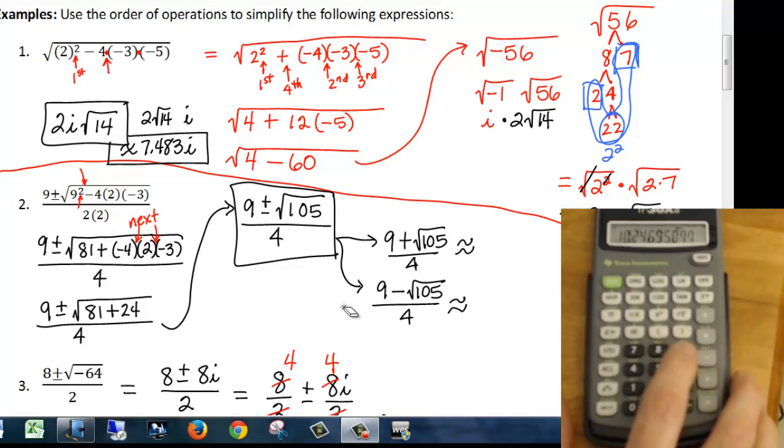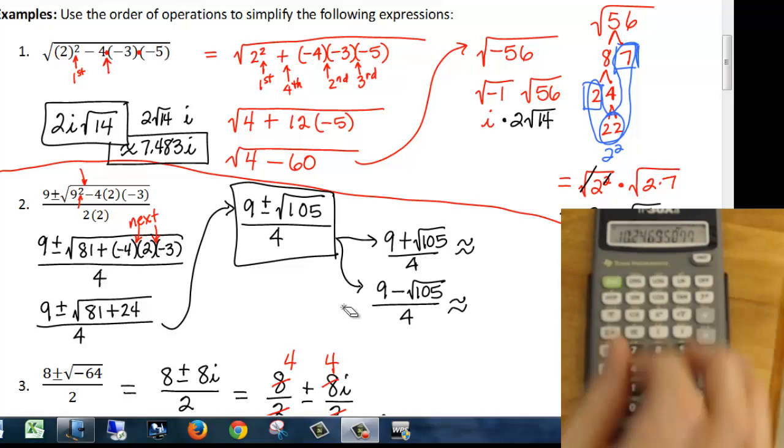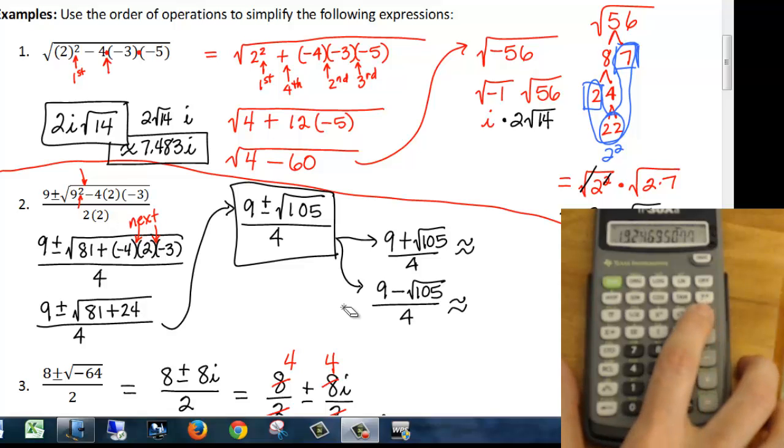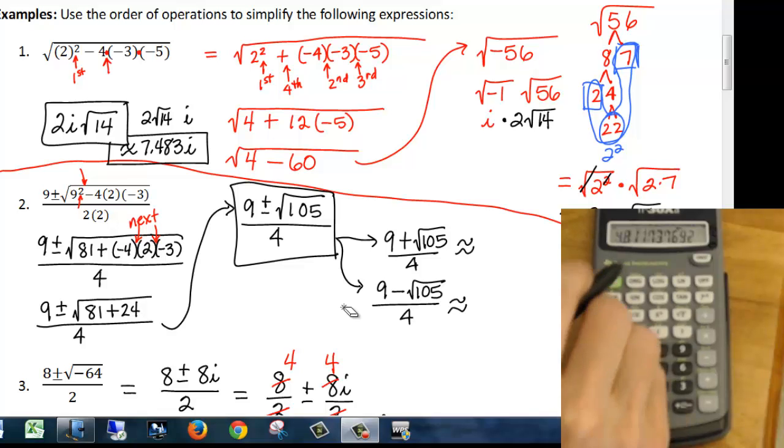I need 9 plus, so 9 plus, and then I want to pull that square root of 105 out of my storage bin, so I'll do recall bin 1 because that's where it was, and there, if you remember, that was the square root of 105. So I push equals, I get 19.2. So now divide by 4, that's the next thing on my list there, and I have 4.8117, and since I want to round to 3 decimal places, it's that 1 right there.